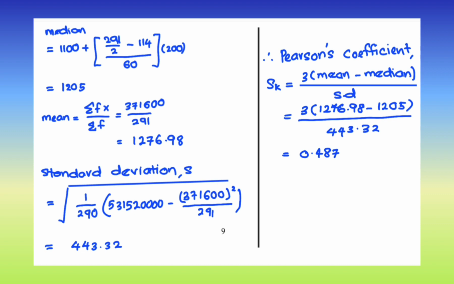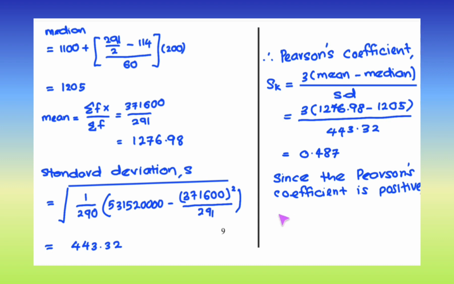So based on the value we have here, this is a positive value. We can say that, since the Pearson coefficient is positive, then the distribution is skewed to the right.